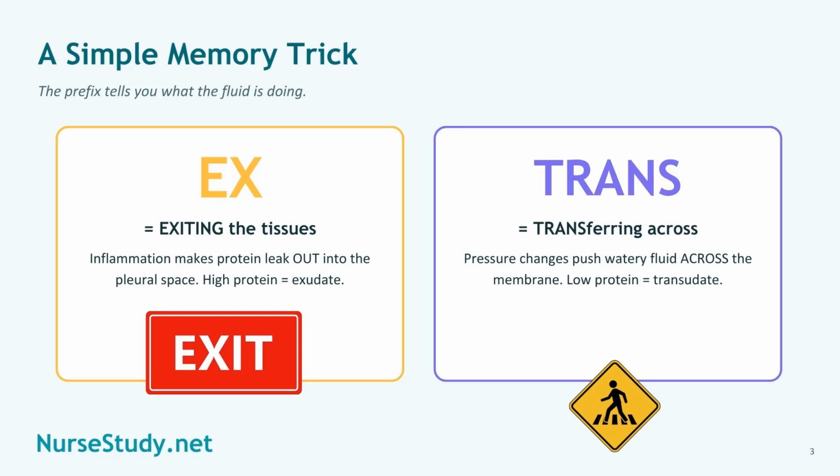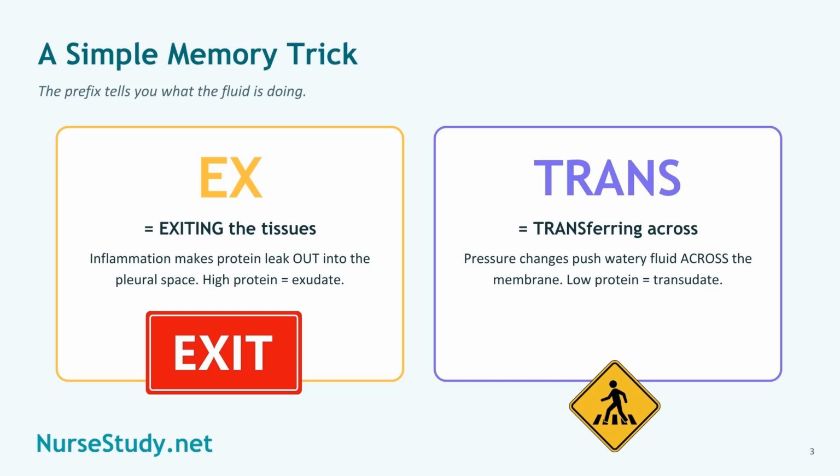A simple memory trick. Okay, here's the trick that makes this stick. Look at the prefixes. X, like exit. Exudative fluid is exiting the tissues. Something is inflaming the area, and that inflammation makes protein leak out into the pleural space.